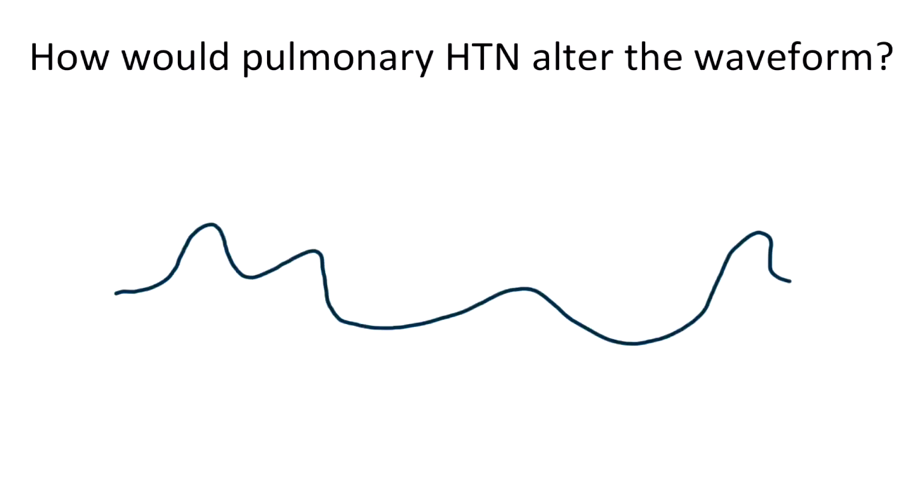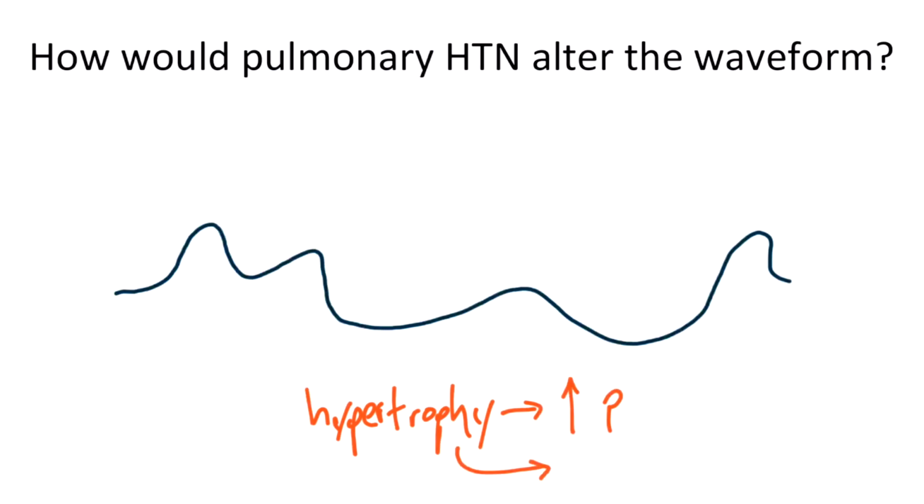pressures to rise. So, pulmonary hypertension can cause hypertrophy of the right side of the heart, which causes an increase in pressure. The decrease in space on the right side of the heart also causes an increase in resistance, making it harder for blood to move from the right atrium to the right ventricle. So, increased resistance. The increased pressure and resistance cause the pressure in the right atrium to rise more than usual during atrial contraction. So the A wave will look something like this.